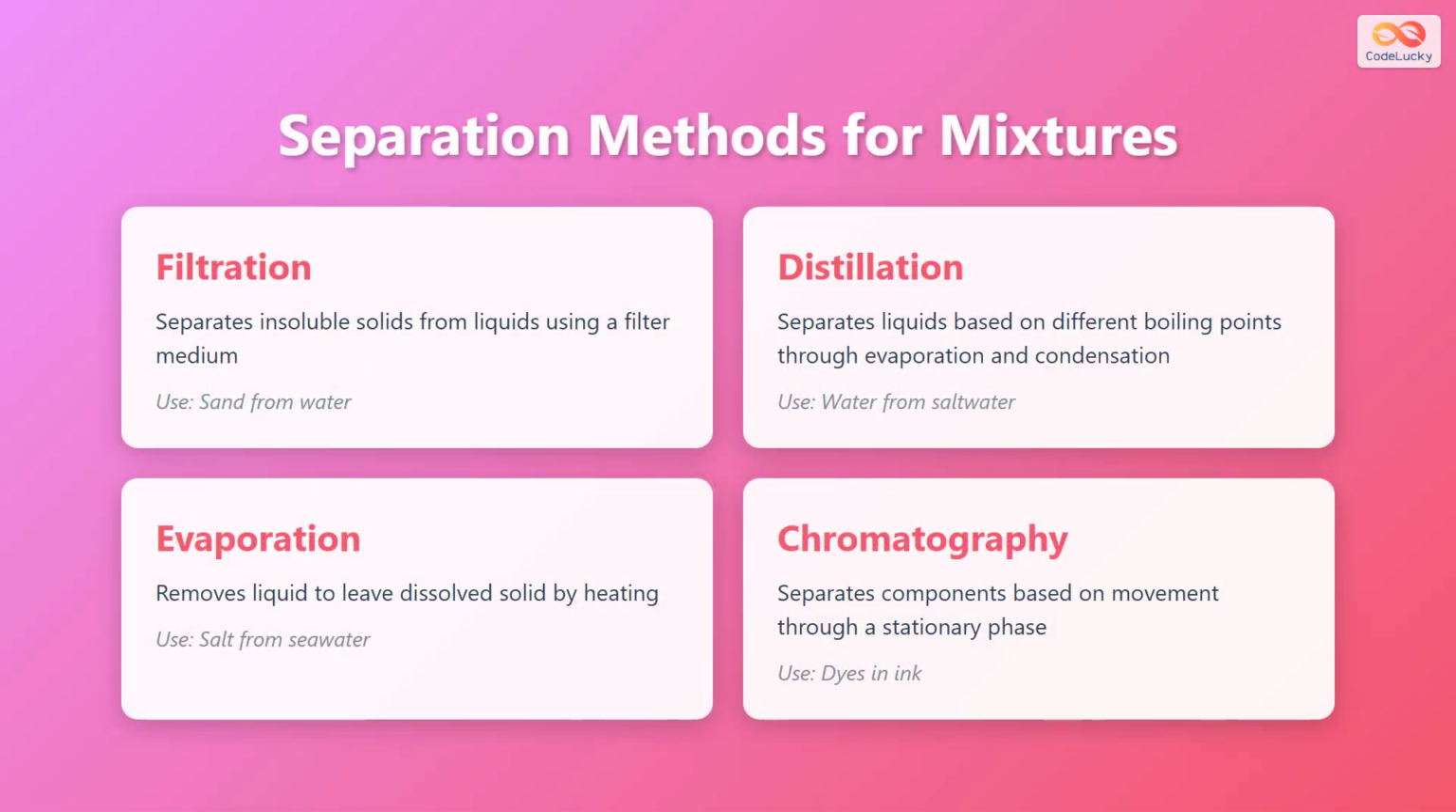Because mixtures are only physically combined, we can separate them using various physical methods. Filtration separates insoluble solids from liquids using a filter medium, like separating sand from water. Distillation separates liquids based on their different boiling points through evaporation and condensation. This method is used to obtain pure water from salt water. Evaporation removes the liquid component to leave behind dissolved solids by heating, such as obtaining salt from seawater. Chromatography separates components based on their movement through a stationary phase. This technique is commonly used to separate the different colored dyes in ink.